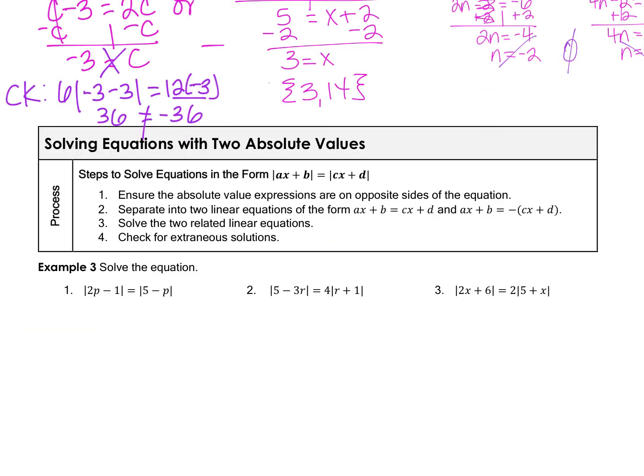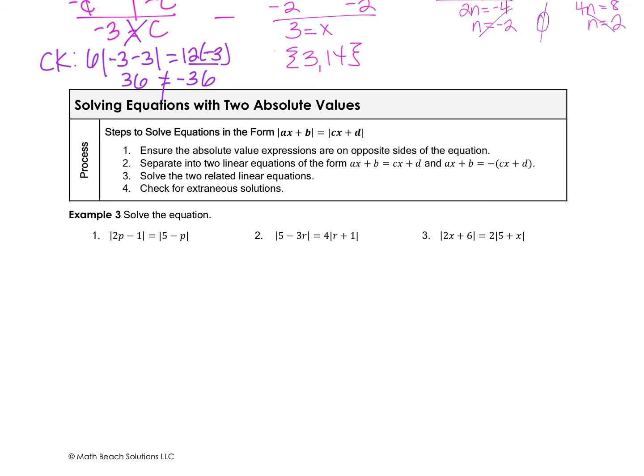Okay, so moving on to the bottom of this, we're solving equations with two absolute values. Here's your process: make sure that your absolute expressions are on opposite sides of the equation. You're going to set it up very similar to what we've been doing. We'll have both of them on both sides, but then you'll also have to set it equal to the negative of that right side. You'll solve them separately and then check for extraneous solutions.